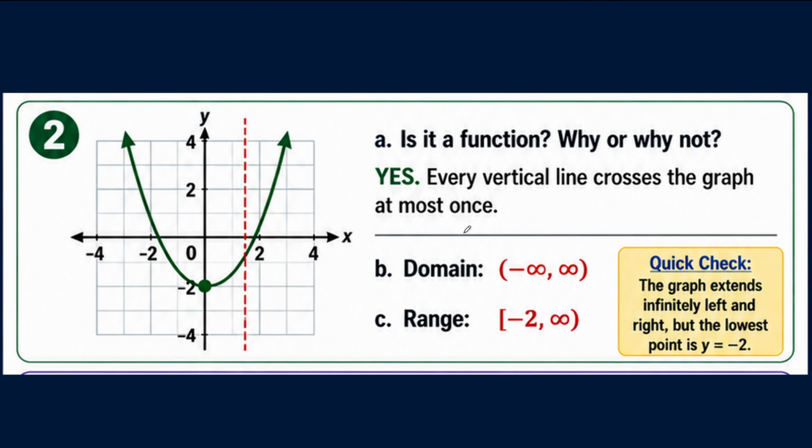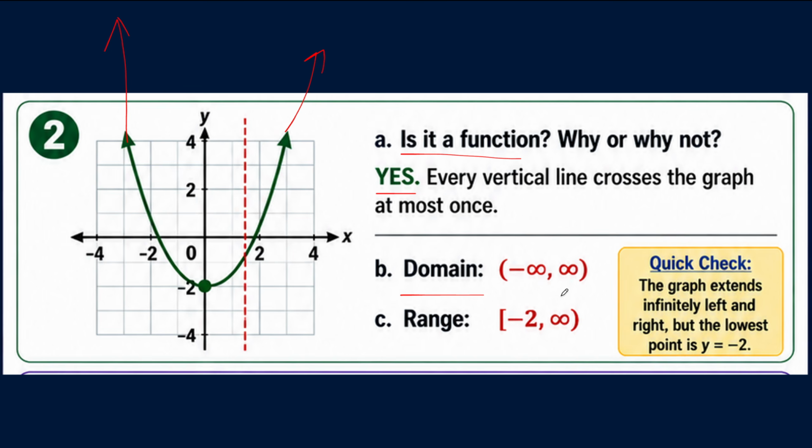So, number 2, this is a parabola. Is it a function? Why or why not? Yes. Kung drawing ka ng vertical line dyan, isang beses ang tatama yan. So, yung domain niya is from negative infinity to positive infinity kasi ito ay extended. Okay? So, meron niyang positive 4, positive 1,000. Ganun din dito, extended din siya.